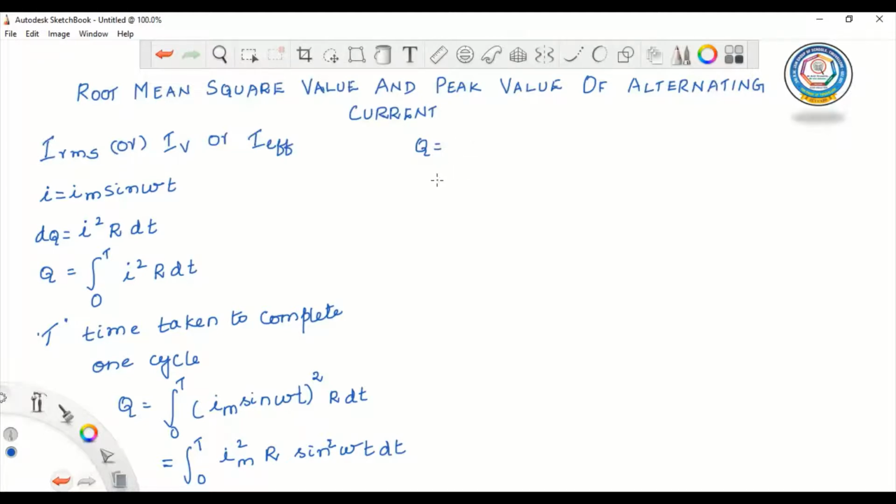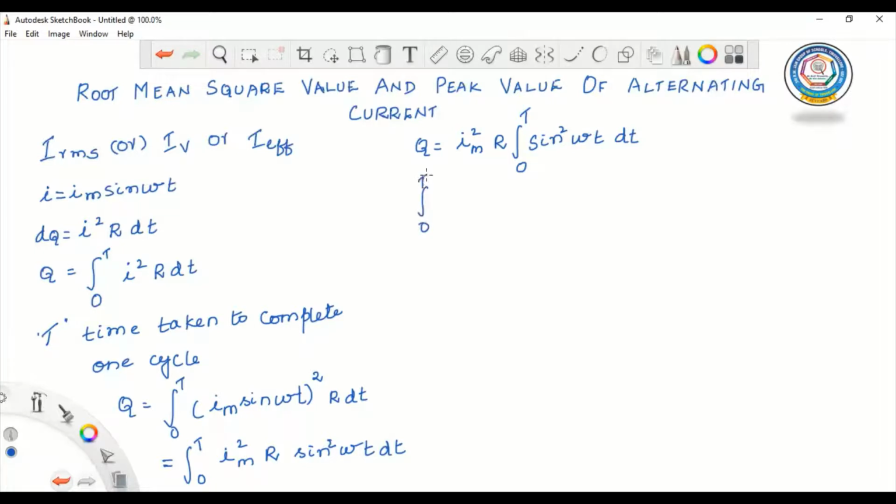Can we take this I square r out of that integral? Yes. So I m square r, take it out of the integral because we cannot integrate that term 0 to t. We are going to integrate only sine square omega t dt. So first, how can you write this sine square omega t, children? Sine square omega t can be written as 1 minus cos 2 omega t by 2. So first we are going to take this part alone now.